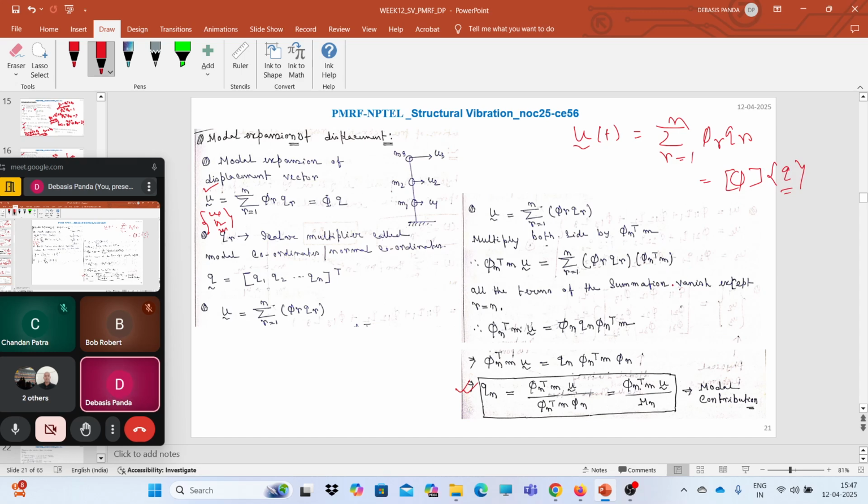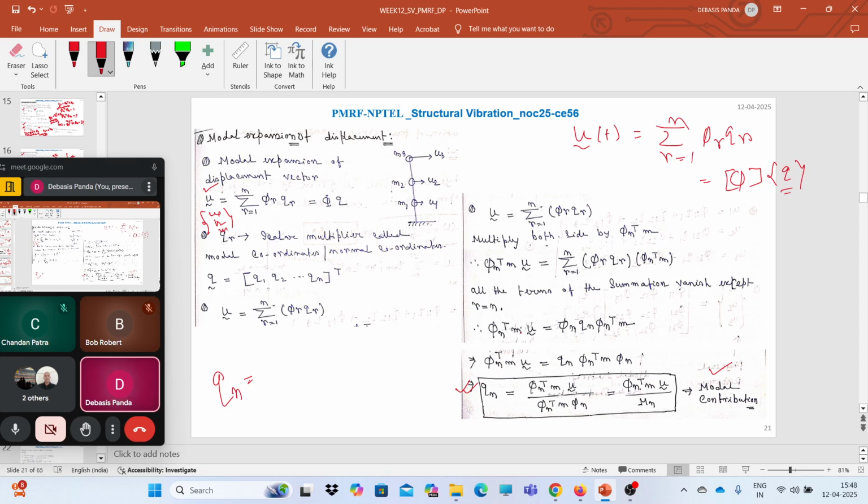From here we have a very important concept: modal contribution, or how much a particular mode contributes to the response. If we have n degrees of freedom, there are n natural frequencies and n modes. Now I am interested in finding out what the contribution of the first mode or the second mode is to the total response. This way we can easily find q n. You need to recall the formula for this participation factor.